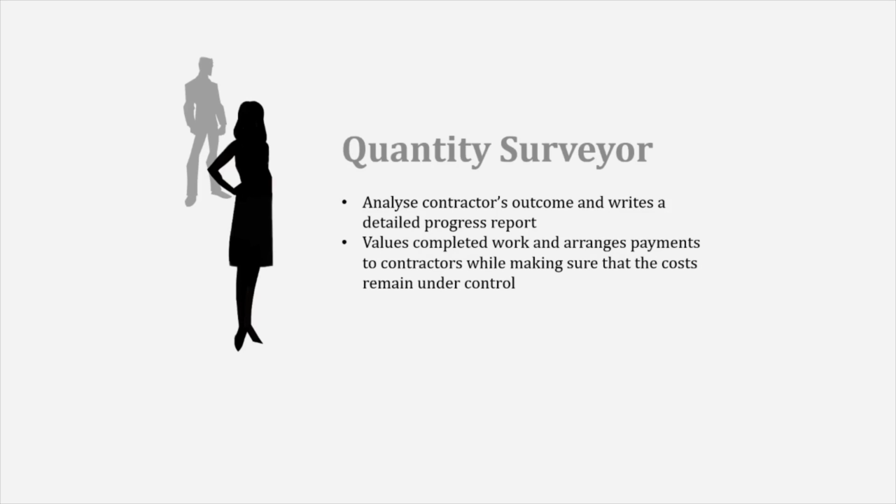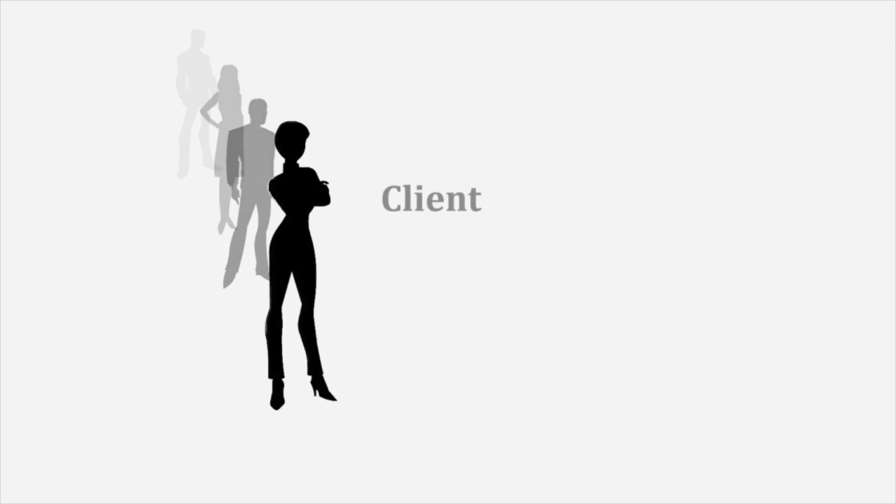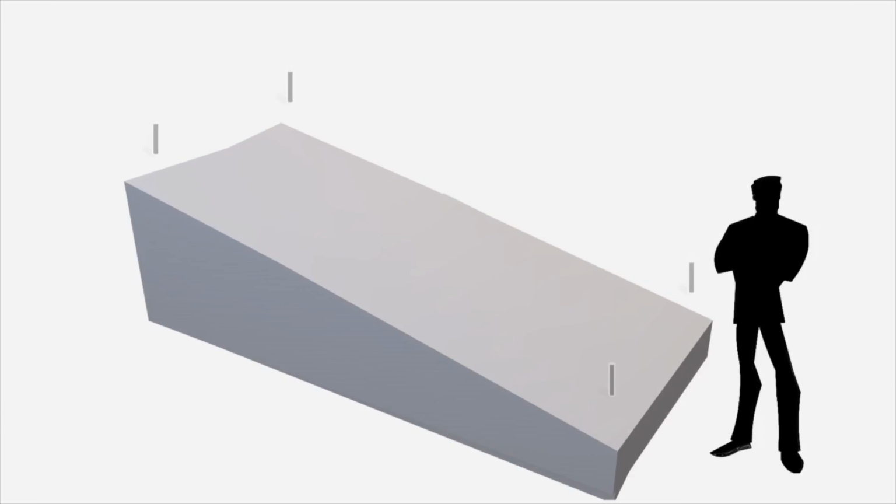The completed work will be evaluated and the quantity surveyor will arrange payment accordingly while also making sure that the cost remains under budget. Then, the architect will prepare the interim certificates for stage payment to the contractor after evaluation. Finally, the client will make payment to the contractor. Before beginning, the land surveyor will set up the site.